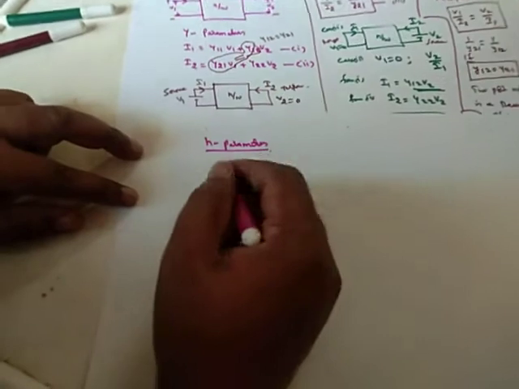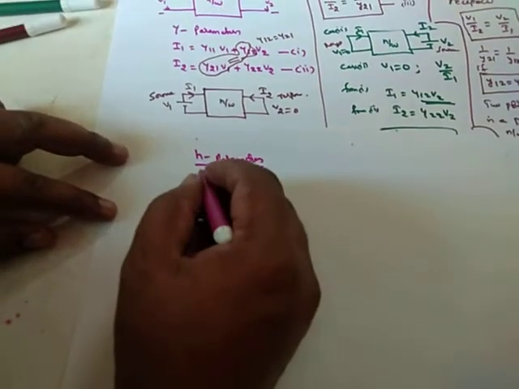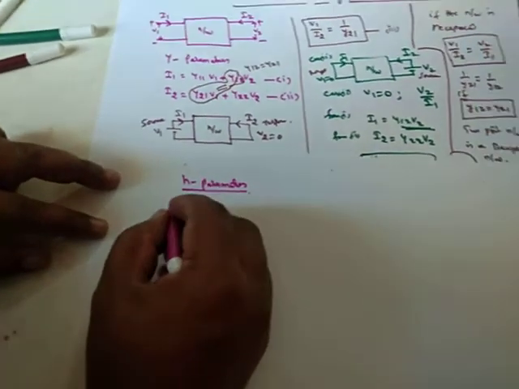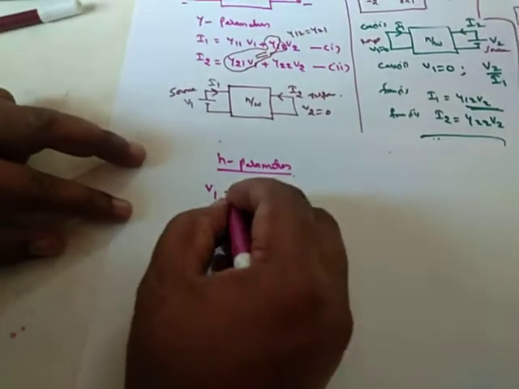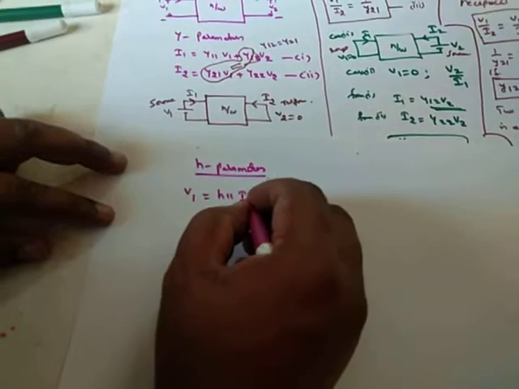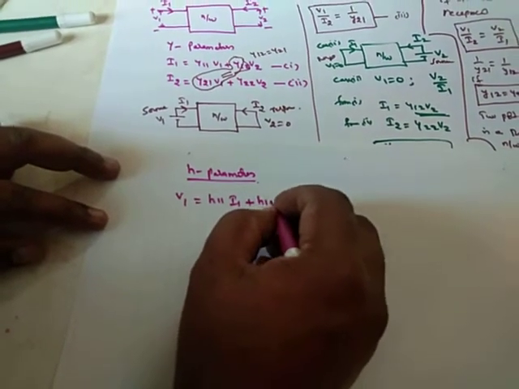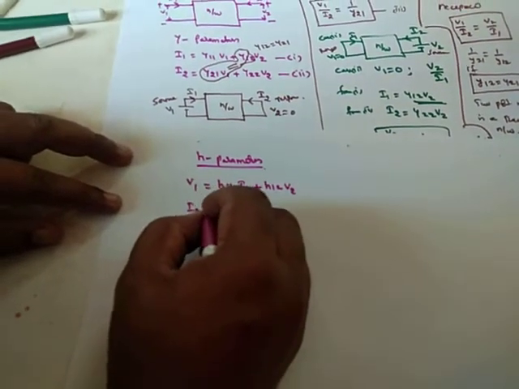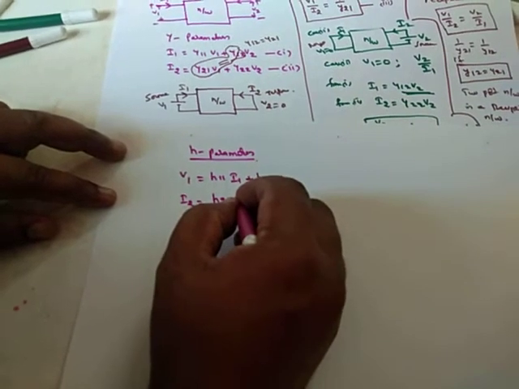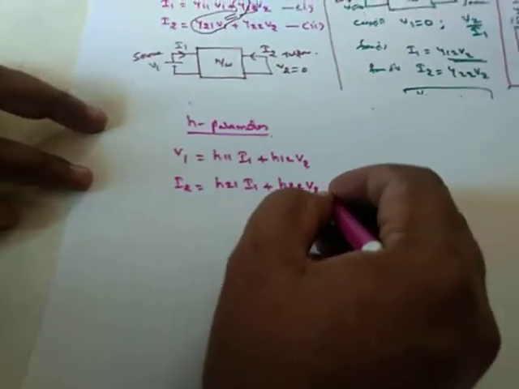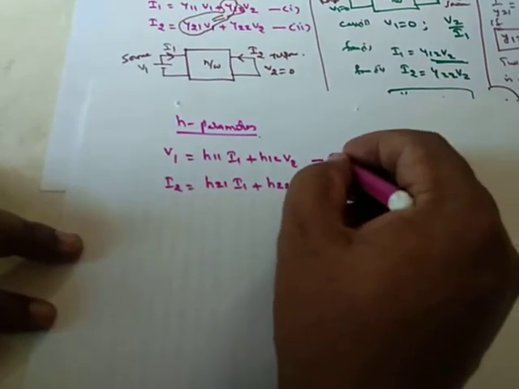Now find the condition for reciprocity in terms of h parameters. First of all, we read the h parameter basic equations. In h parameters, v1 and I2 are the dependent parameters. v1 is equal to h11 I1 plus h12 v2. I2 is equal to h21 I1 plus h22 v2. These two are the basic equations in h parameters.